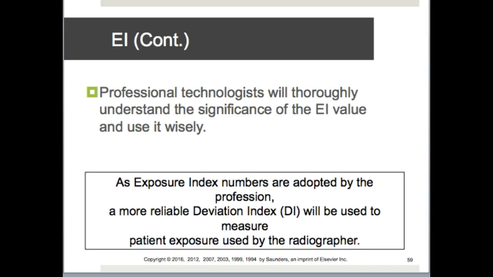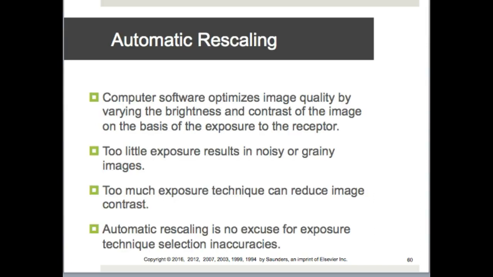Professional technologists will thoroughly understand the significance of the EI value and use it the way you're supposed to. So an exposure index number has been adopted by the profession. A more reliable DI, the deviation index, will be used by the radiographer to measure the patient's exposure. So we can tell if you're overexposed or underexposed so that we can get great images and keep the dose down to the patients. So automatic rescaling: the computer software optimizes image quality by varying the brightness and contrast of the image on the basis of the exposure to the receptor.